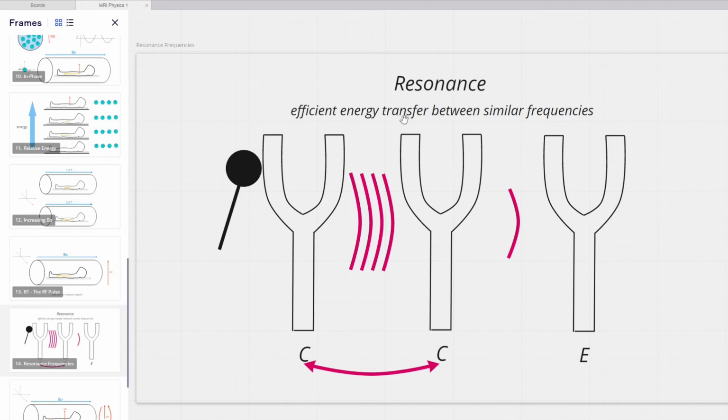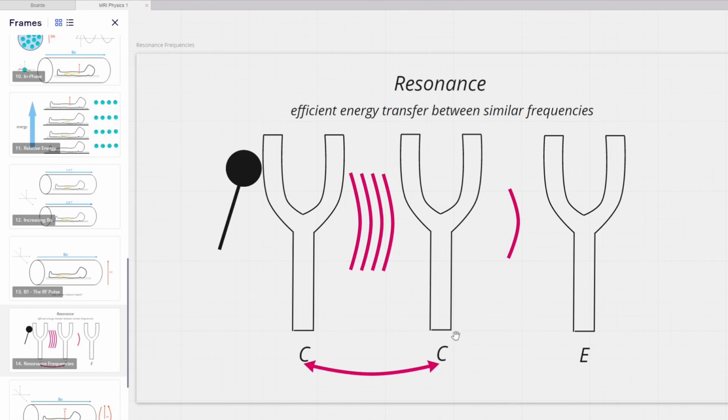So the point here is resonance allows efficient energy transfer between similar frequencies. If you have two, we'll call them C tuning forks, they have the same frequency. If you hit this tuning fork with a patient's head, it's going to start to vibrate at some frequency. And if you take that and you put it next to another C tuning fork with the same resonant frequency, then it's going to start to vibrate. There's efficient transfer of that energy because they both have the same resonance. They both are resonating or have the ability to resonate at the same frequency.